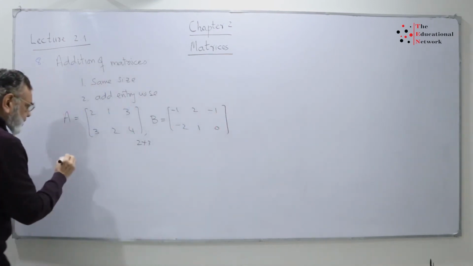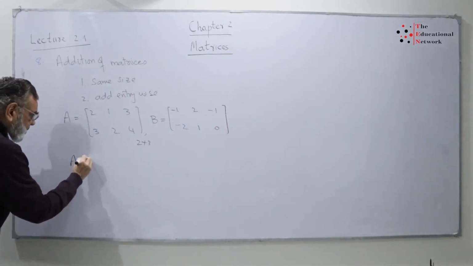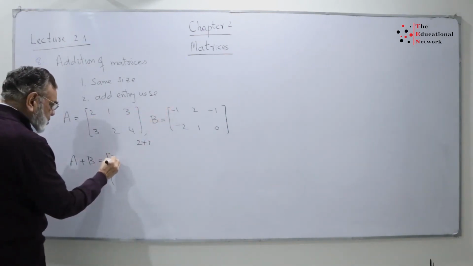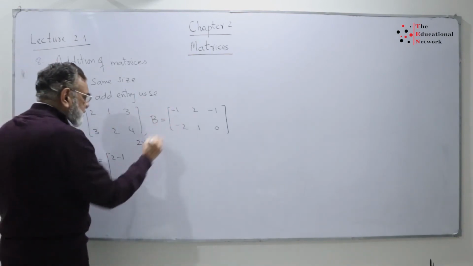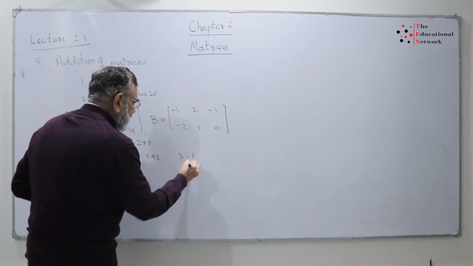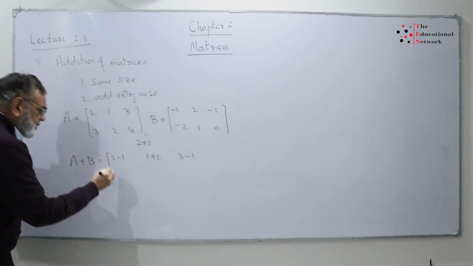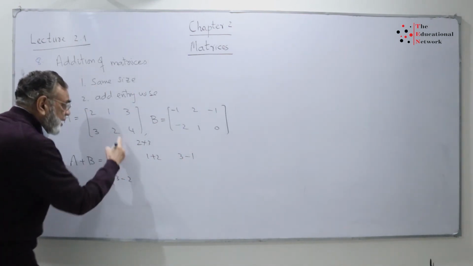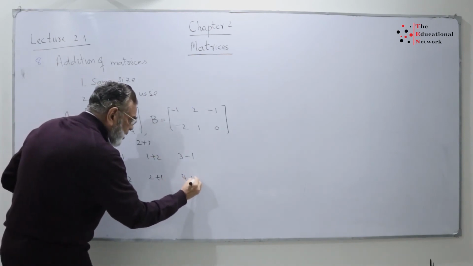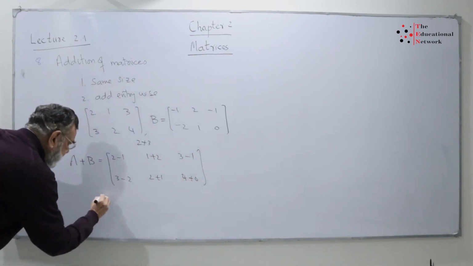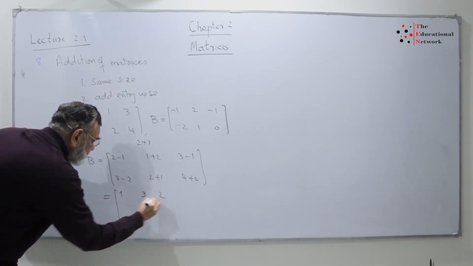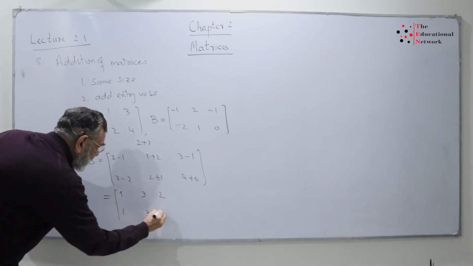So I want to add it. I write here A plus B. My addition is entry wise. So A11 plus B11, we have 2 minus 1. A12 plus B12, 1 plus 2. A13 plus B13, 3 minus 1. Then A21 plus B21, A22 plus B22, A23 plus B23. We add them and the result is equal to 1, 3, 2, 1, 3, 4.